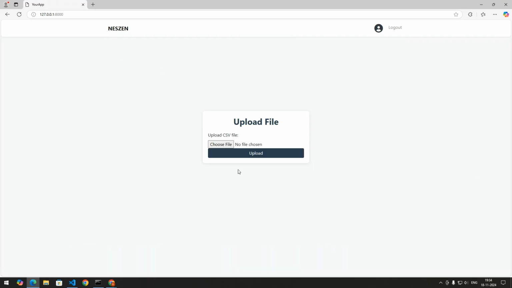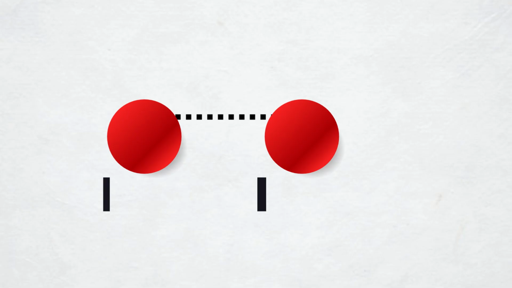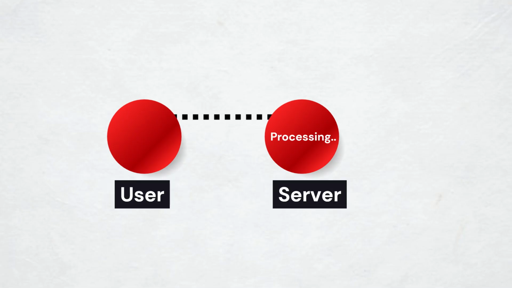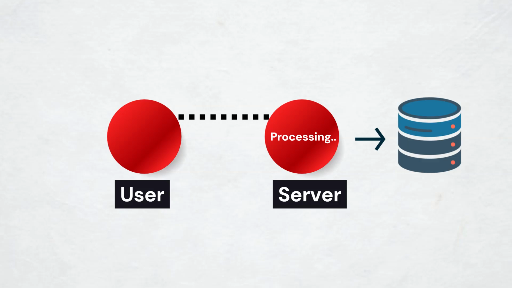Here we have a Django application where a user can upload a file containing user data. Normally, when you upload a file, the application would process that file, extract the data, and save it to the database. This process could take a lot of time depending on the file size and amount of data. Now here is the problem. While the file is being processed, the user has to wait, which is not a great experience.